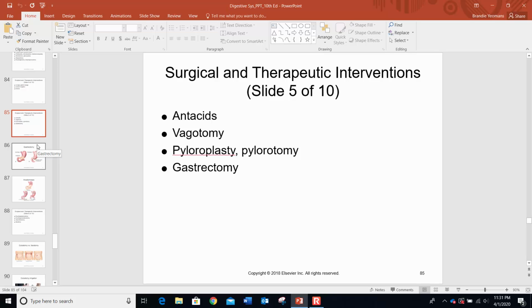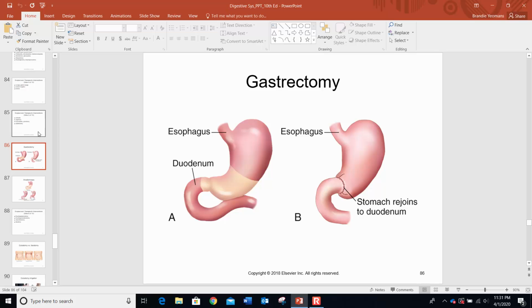Some of the other therapeutic interventions, we're doing antacids. You can get those over the counter. Things like Tums and Rolaids, Pepto-Bismol. Those are easily used and they're accessible nowadays, but you got to be careful when you're suggesting those to your patients and make sure that they're not going to interact with any of their other prescription medicines.